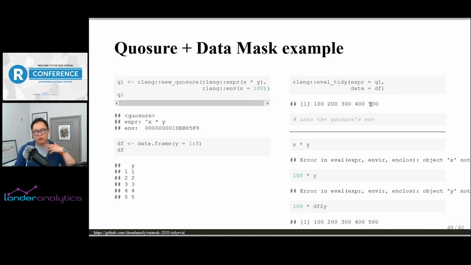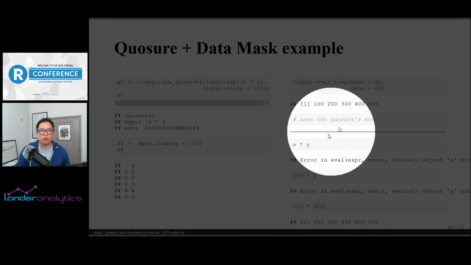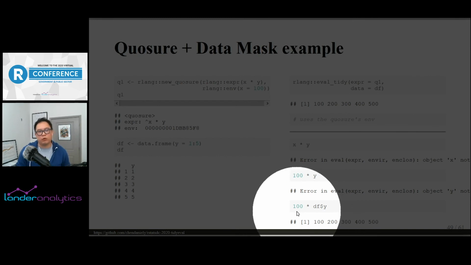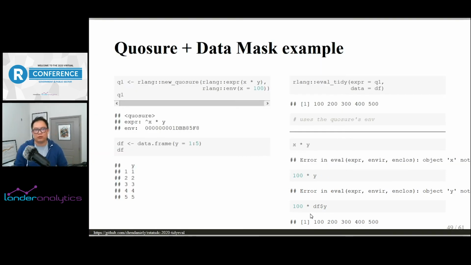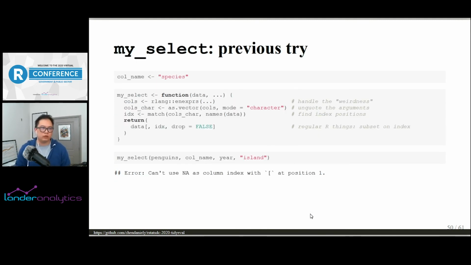And you can see at the bottom there, if we try to run it on its own without this infrastructure of dealing with environments, it either doesn't work, or if we want to totally replicate our example, we would simply say 100 times df $y. So that's exactly what that eval tidy function is doing under the hood.